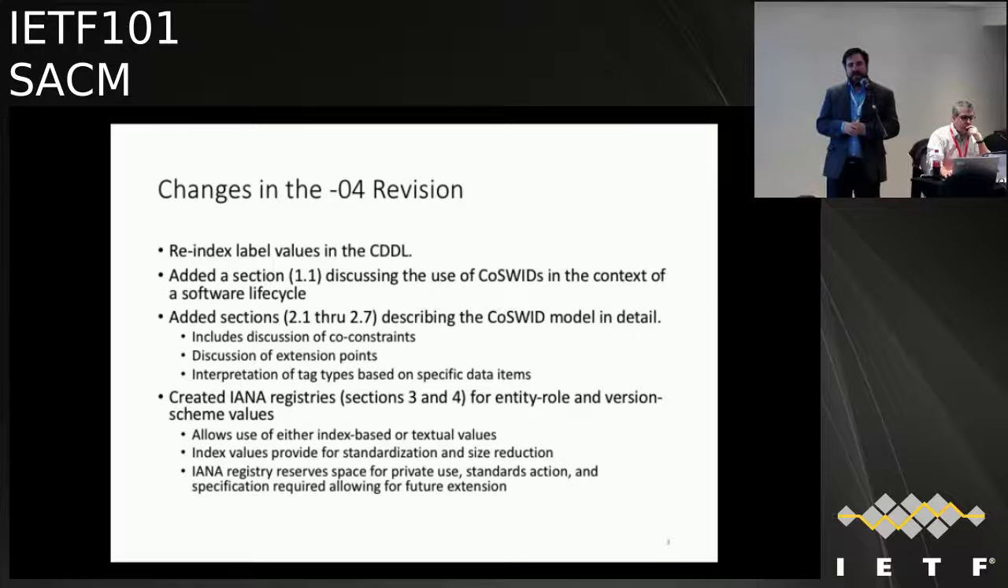We also created a number of IANA registries for things like entity role and version scheme values, which allows us to use index values instead of strings. In some of my testing of generating co-SWIDs, that resulted in about a 50% reduction in the size of a co-SWID, simply replacing some of the human strings with index values. So that work is all done.